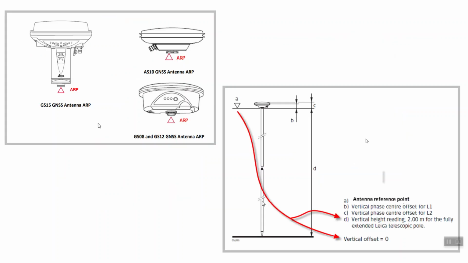All right, the ARP. Some clients will use a 2 meter pole. That way you can type in 2 meters to OPUS, so there's going to be no error on the height. If not, you have to measure the ARP. That's the antenna reference plane. And on the GS-15, it's the bottom of the silver screw.